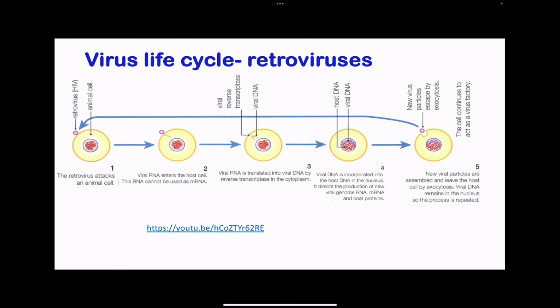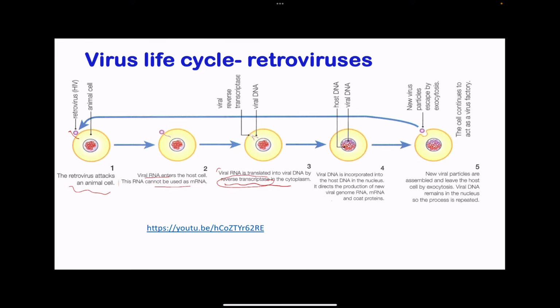Moving on to the life cycle of retroviruses. Retroviruses attack animal cells. We can see there is an attack. The virus is coming in, and the genetic material is going to be released. This is RNA released into the host cell. This is going to be converted into viral DNA using reverse transcriptase.